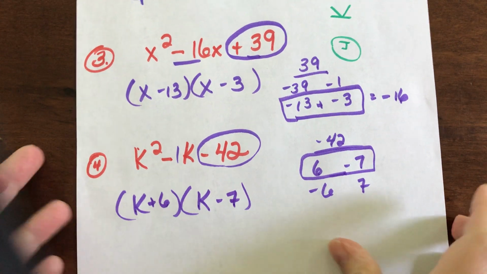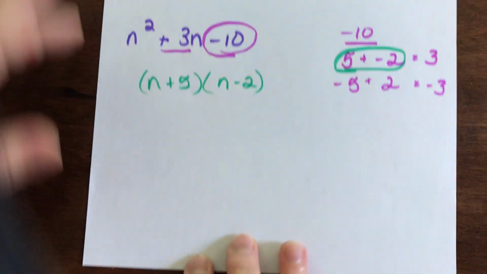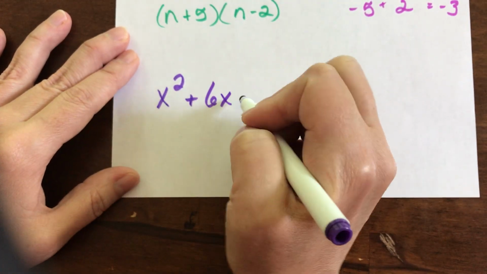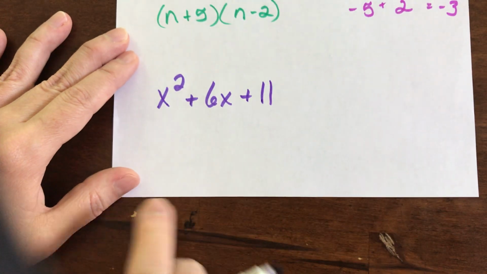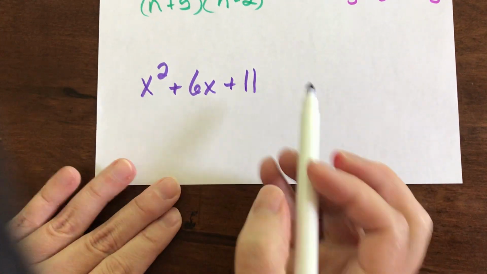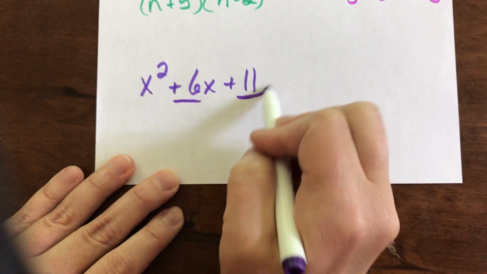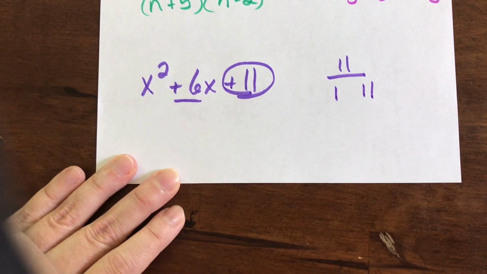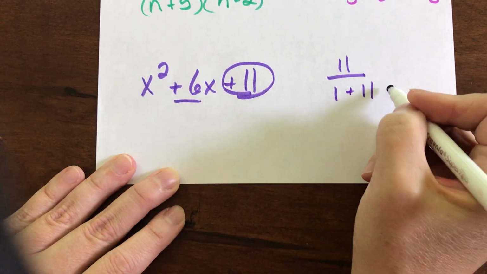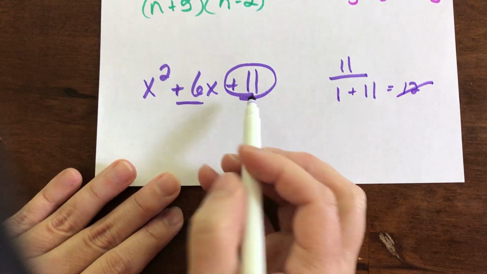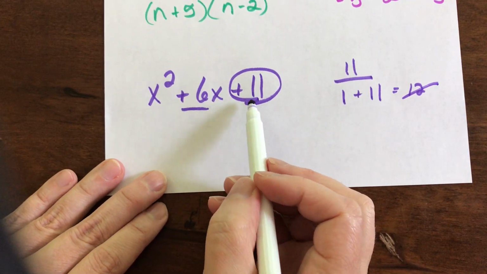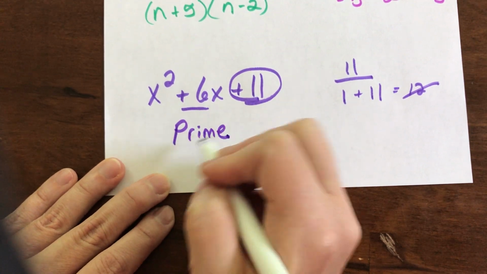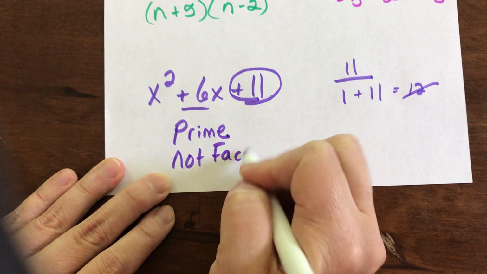All right, now what happens if I give you something that looks like this? X squared plus 6x plus 11, and I want you to factor it, okay? So let's look at this. Magic middle number is 6, back number is 11. Well, the only factors of 11 are 1 and 11, and when you add those together, does that equal 6? No. So if this is the case where you can't find 2 factors of that back number to equal the magic middle number, this is called prime. That means you can't do it anymore.